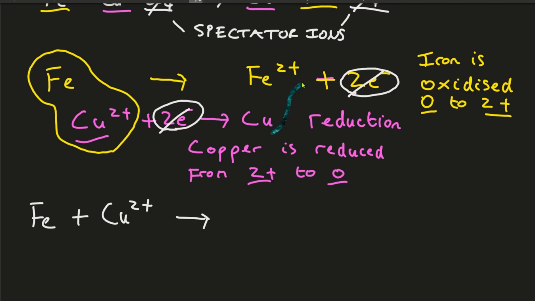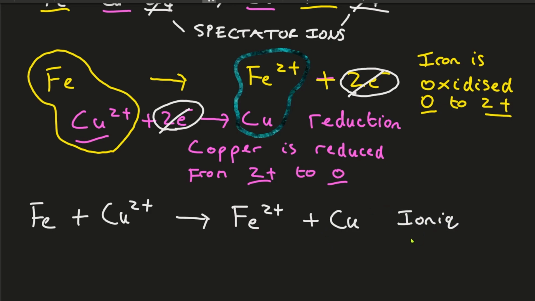So let's put these 2 together. Okay, so these 2 become Fe2+ plus Cu. And there you have it, guys. There is your ionic equation. Now if you want to, you can add state symbols, but the idea here is to understand that we're just combining them afterwards, and we now know what is oxidized and what is reduced.